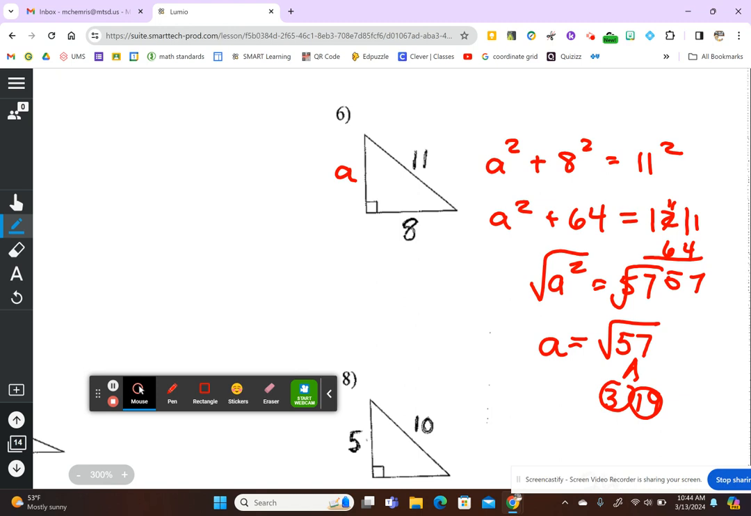So, oops. I'm just trying to see if that's the right answer. I don't have the right answers. We'll assume that that is correct. Okay, so you go ahead and finish this page.